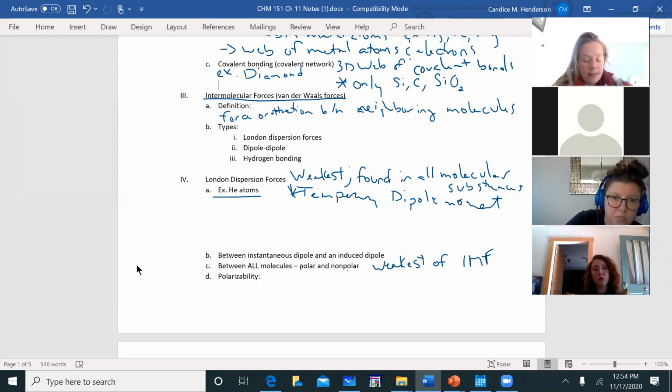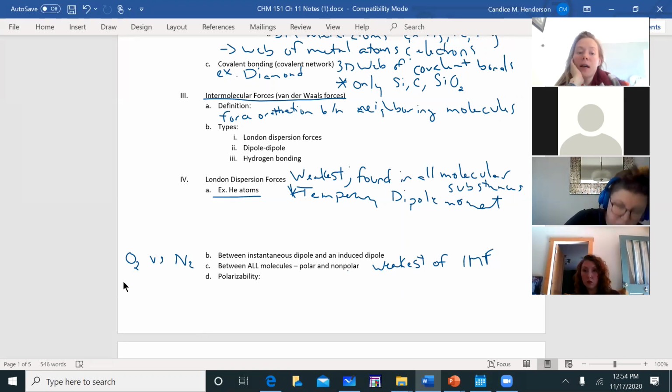So what if we had something like O2 versus N2? Both of these are nonpolar. If you drew out their Lewis dot structures, they would be very balanced. They're sharing the electrons equally, so there's no permanent dipole moment in these things.